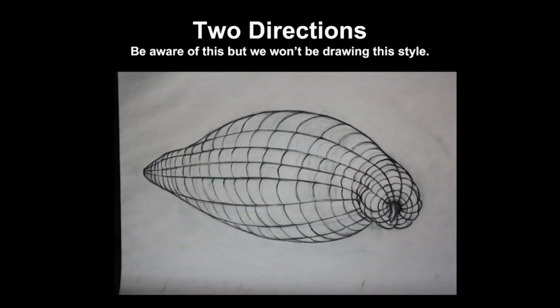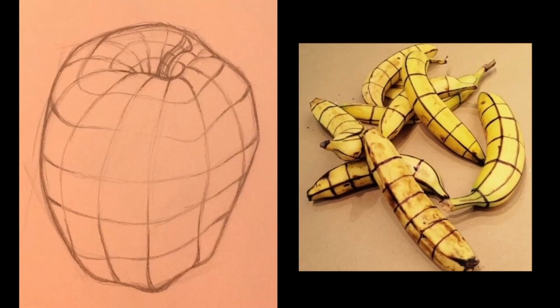There's also two directions of cross contour, which you should just be aware of. They can be really cool, like this weird squash thing here that looks like it's got a lot of volume and three-dimensionality to it. But we won't be doing this style too much in class. These are other good examples of two-direction cross contour.